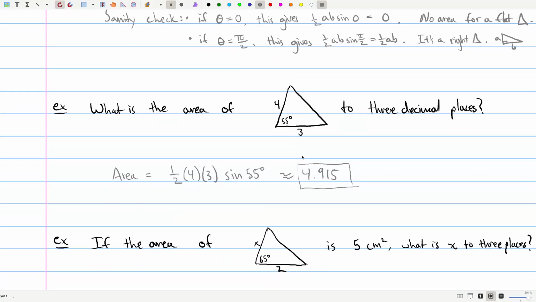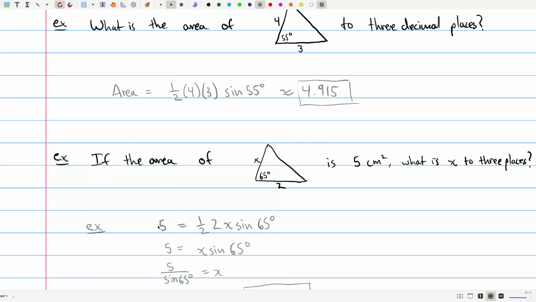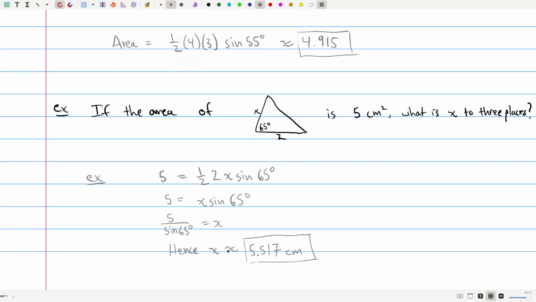Let's do another sort of problem. What if we have an area but we want to know the side length that gives you that area? We know 2, we don't know x, but we know that it's a 65-degree angle. Let's say that the area of this triangle is 5 centimeters squared. So what is the side length to 3 decimal places? The area is 1/2 of the product of the side lengths times the sine of the angle. We can cancel out the 1/2 and 2, then divide by the sine of 65 degrees, and punch that into a calculator. So x is about 5.517 when I plugged it in.